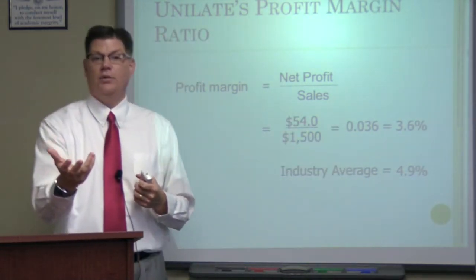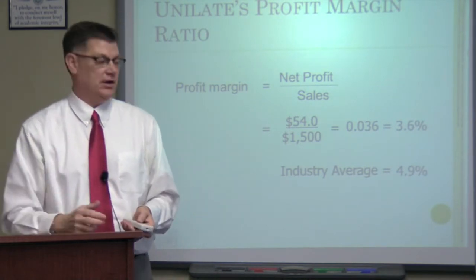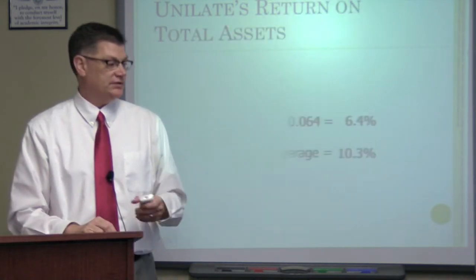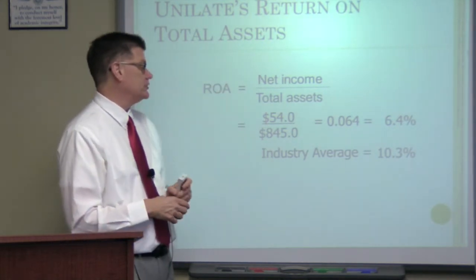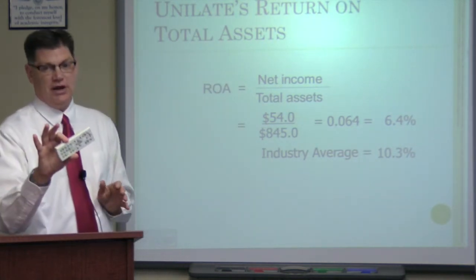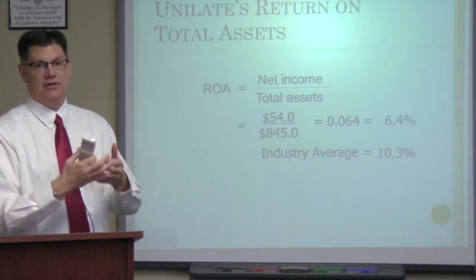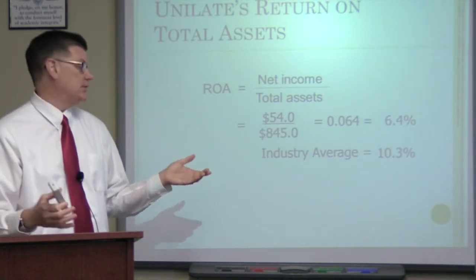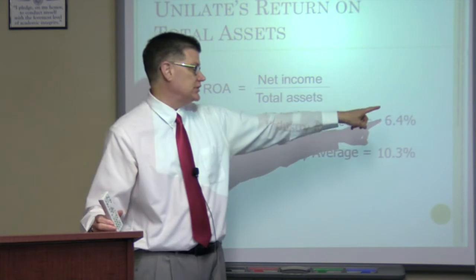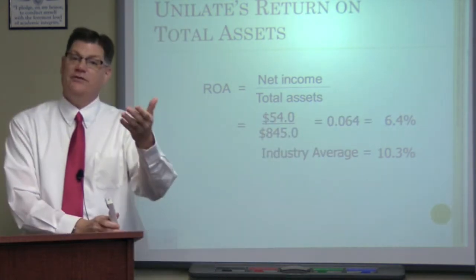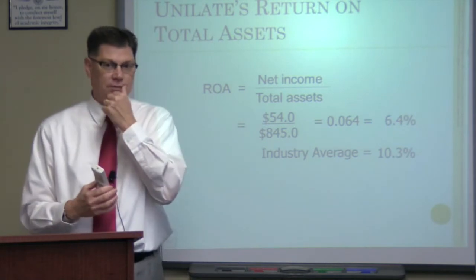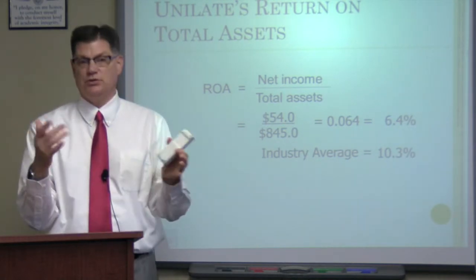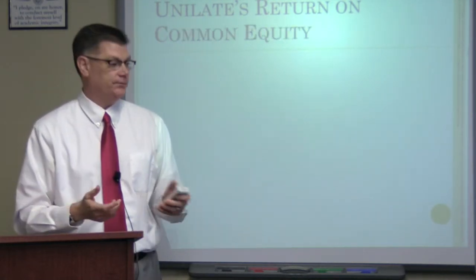Okay, again, are we at the industry average? No. Next is return on assets, which is net income over total assets. Net income is the end result of your income statement. So this says that I'm earning 6.4%. But on average, the industry is earning almost double that. Not quite, but almost double that. It's a big enough difference that it would be problematic.